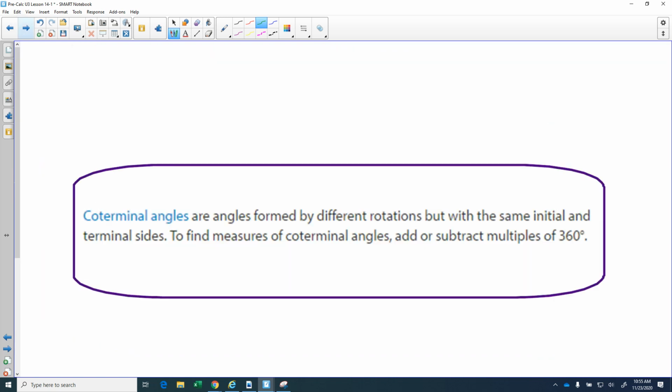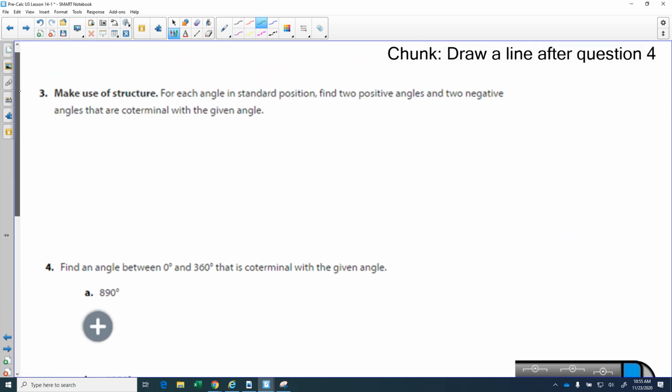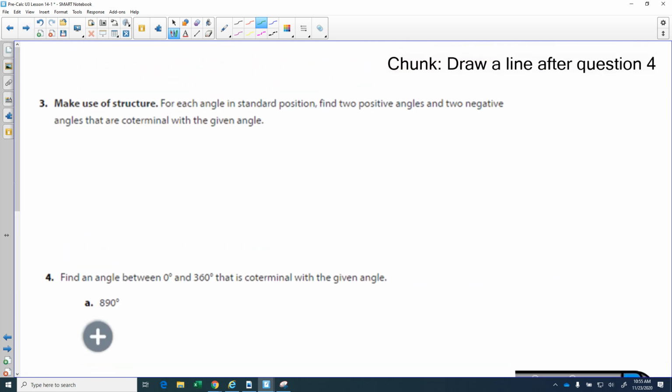So the next one we want to talk about is something called a coterminal angle. What a coterminal angle is, it's basically going to be a value that is the same as the original. And what this means is not necessarily the actual number, but the position. For example, let's say I had an angle at 90 degrees. So here's this value.